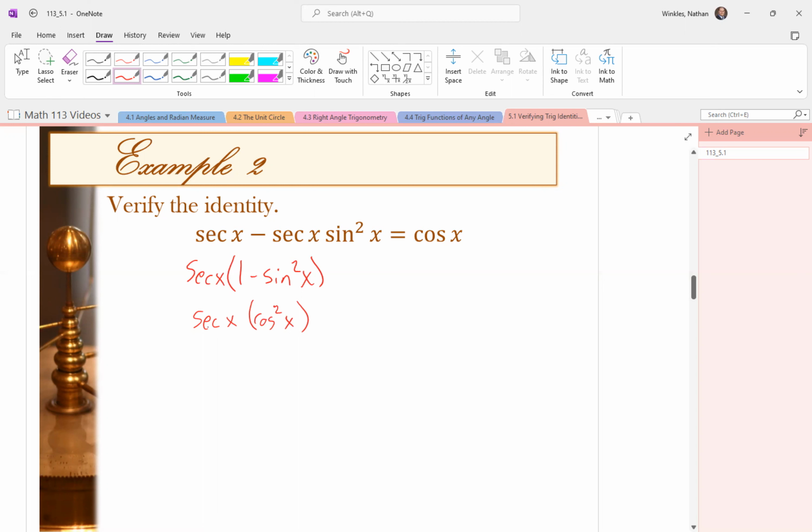We know that secant of x is the same as 1 over cosine x. And then we have our cosine squared x. So at this point, I can cross out a cosine x with 1 of the power. So this has left me with cosine x, which is the right-hand side.